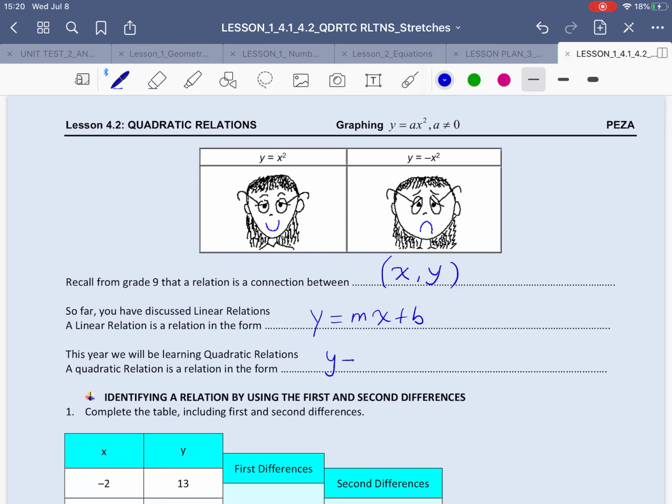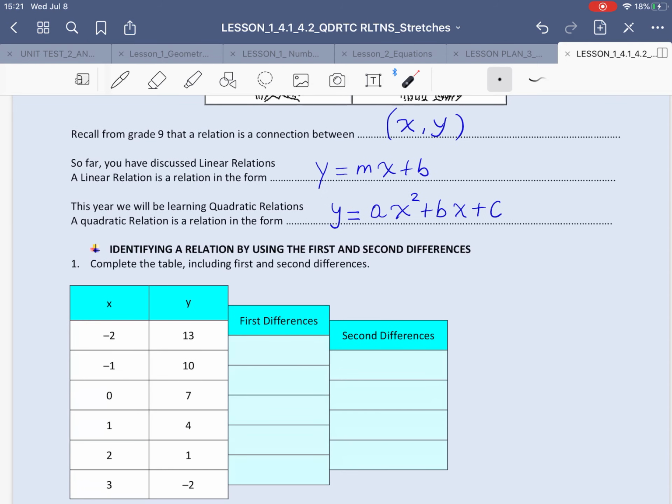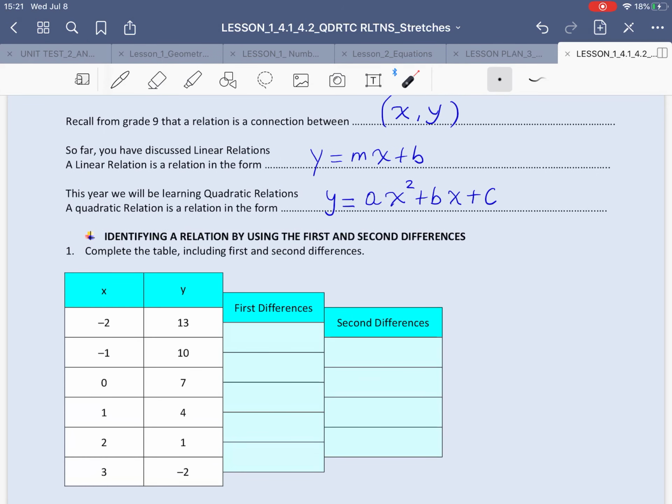Quadratic relations are in the form y equals ax squared plus bx plus c. The reason why we call them quadratic is because of the presence of this power here, the power of 2, squared. In linear relations, we didn't have this power. We had a power of 1, or nothing to see there, which meant 1. And this power gives the quadratic relations their quadratic nature. So let's take a look at a quadratic relation.